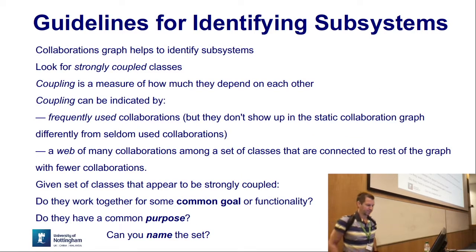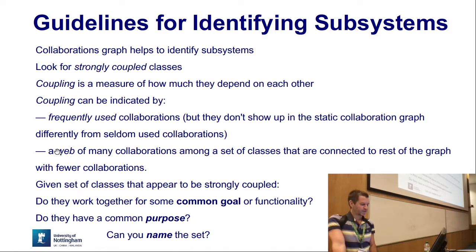Guidelines for identifying subsystems. Collaboration graphs help us to identify subsystems. Look for strongly coupled classes, classes that are always communicating with each other and always depend on each other. Coupling is a measure of how much they depend on each other, right? How frequently do they communicate? Coupling can be indicated by how frequently they communicate, right?